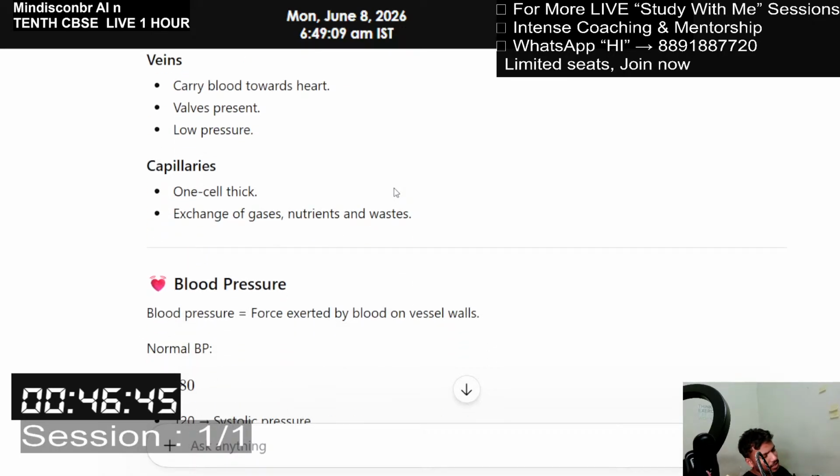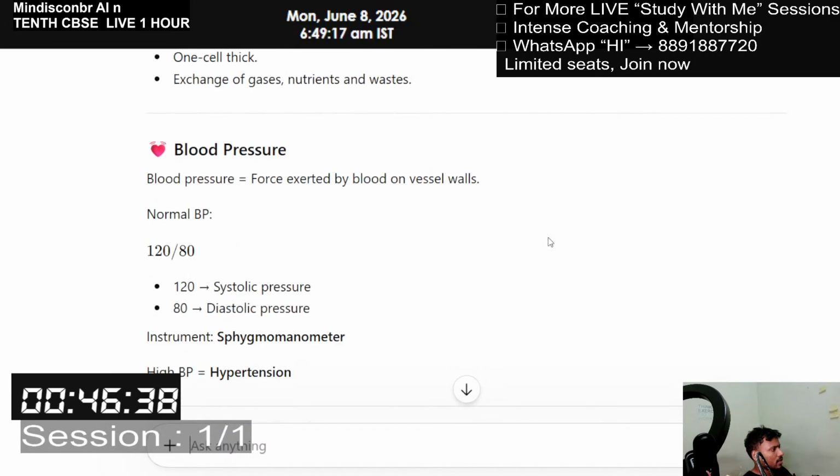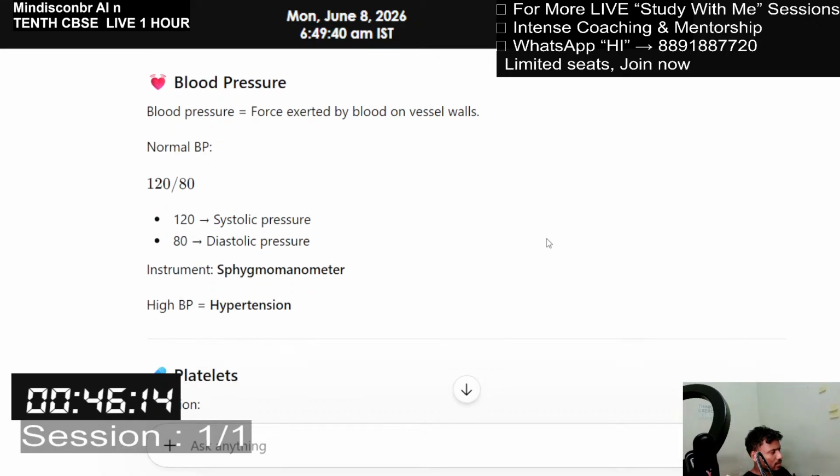Capillaries. Capillaries are just one cell thick and they exchange gases, nutrients and wastes. Blood pressure is the force exerted by blood on the vessel walls. Normal BP is 120/80. 120 is systolic pressure and 80 is diastolic pressure. The instrument used to measure pressure is the sphygmomanometer. High blood pressure means hypertension.